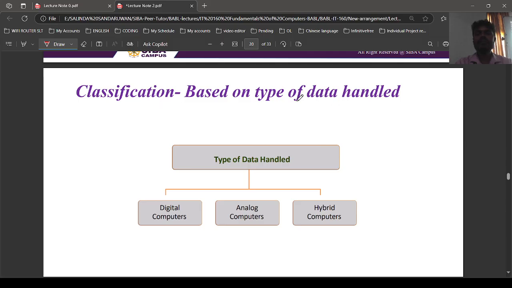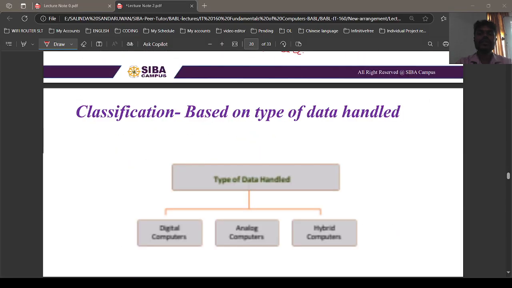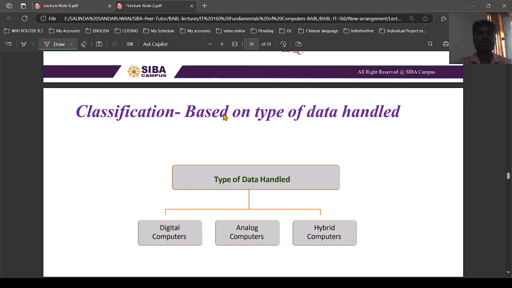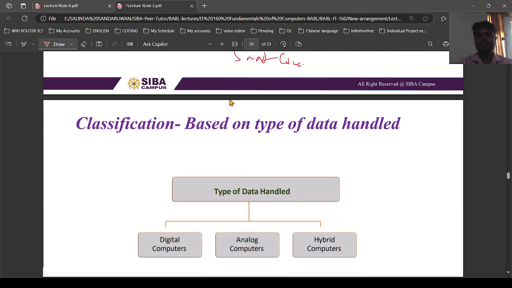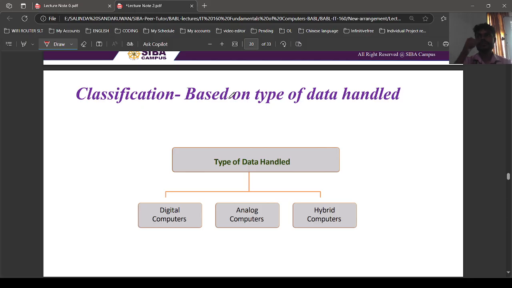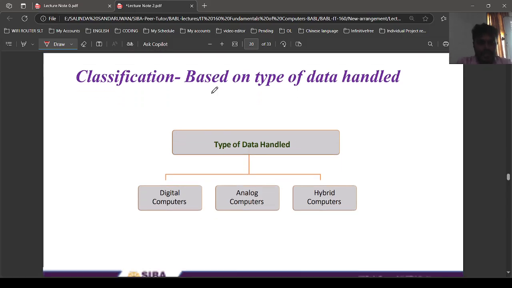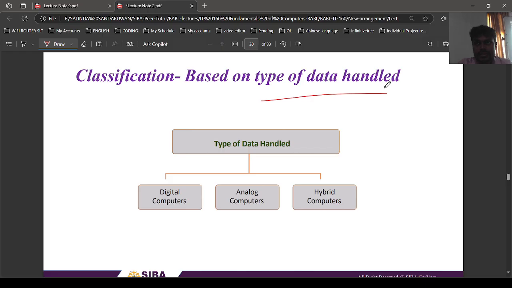Classification based on type and data. So we have finished the classification by size. Size finished, right? Just to summarize: scientific computers, mainframe, mini, and micro. And classification based on type of data handled.